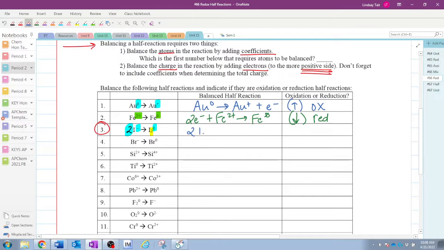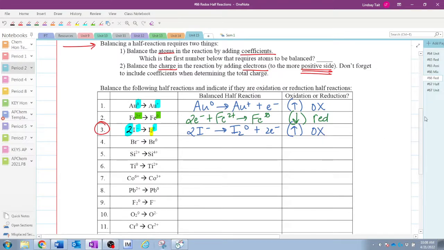And here's my final equation. 2I minus yields I2 0 plus 2 electrons. Do you guys see how the 0 and the negative 2 on the right side will equal the negative 2 on the left side? That's why I needed 2 electrons. If I only had 1 electron, they wouldn't be equal because this coefficient 2 applies to that charge as well. All right, and then my number, it went from negative 1 up to 0. So which type of half reaction? Oxidation.